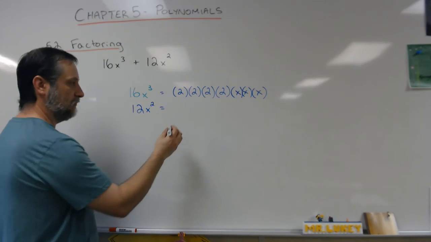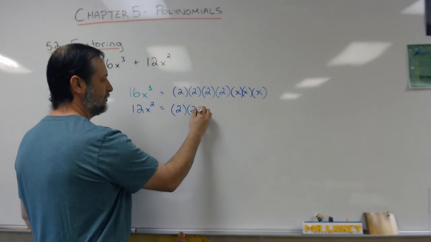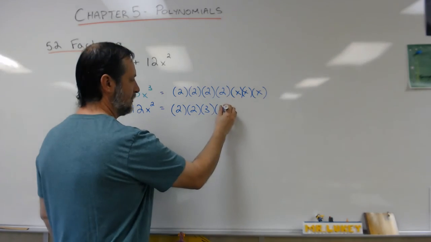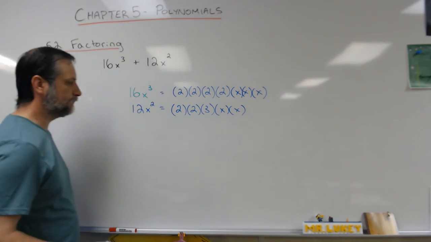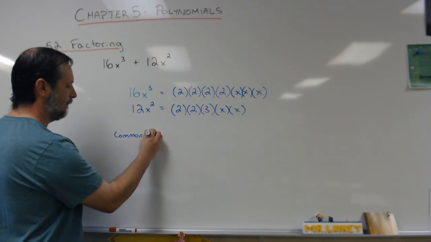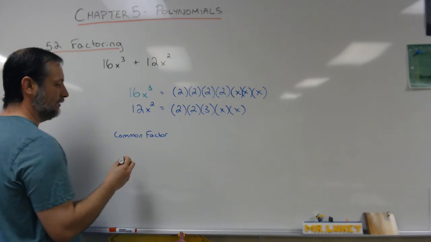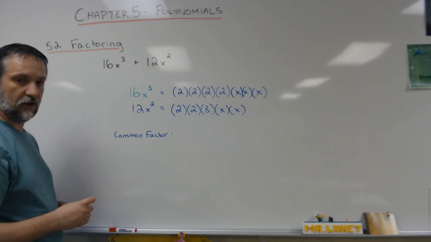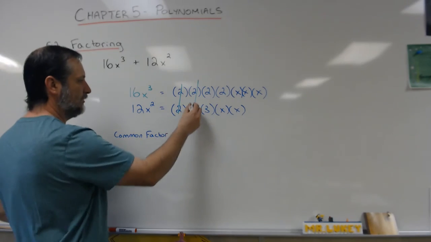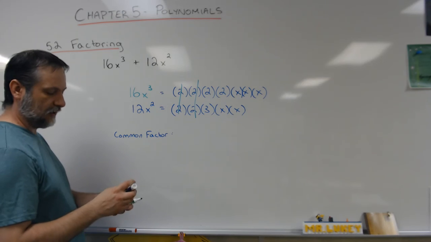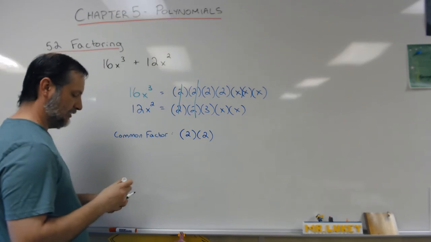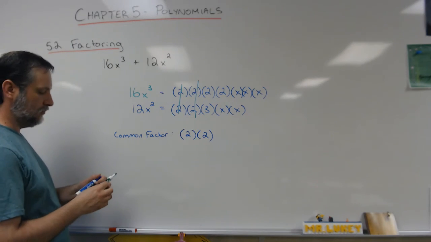So my prime factors, if I broke this down, would be 2 times 2 times 3. And I have 2 x's, so times x times x. So now if I'm looking for a common factor, and at that point the greatest common factor, what am I going to do here? Well, I just have to look for what they have in common. So there's a 2 here and a 2 here. That's it for numbers that they have in common. So it's going to be a 2 from each of these. So my greatest common factor will be 2 times 2.